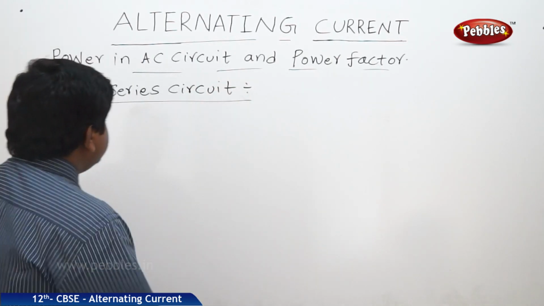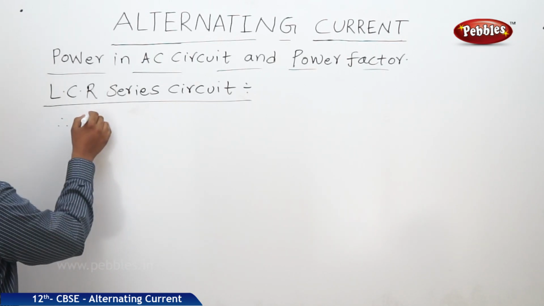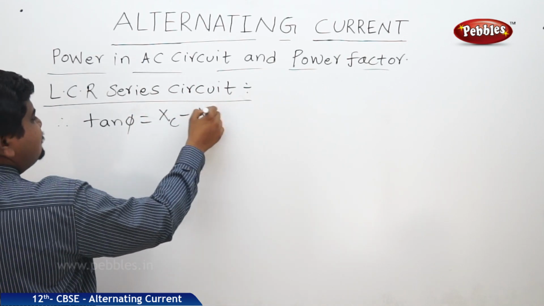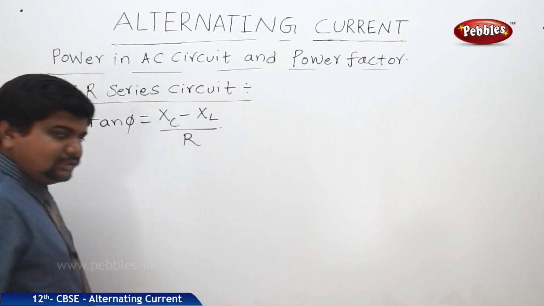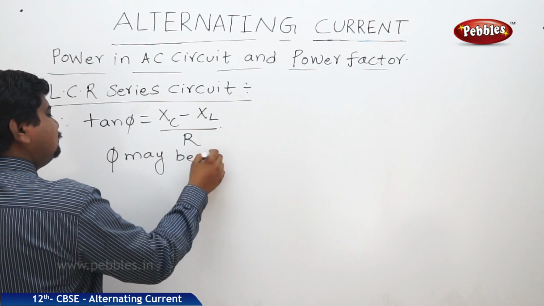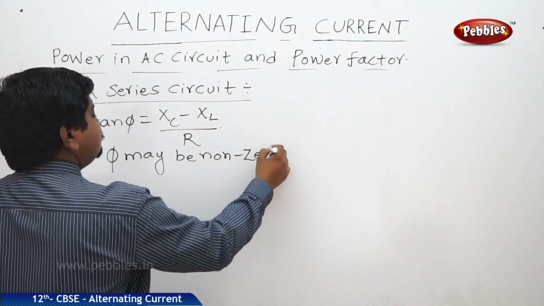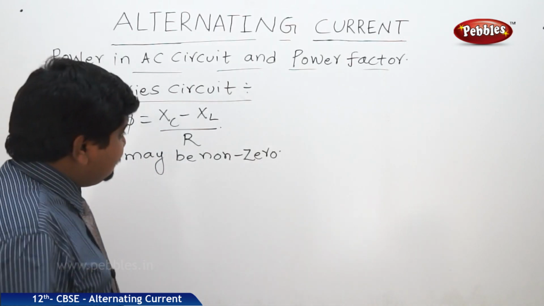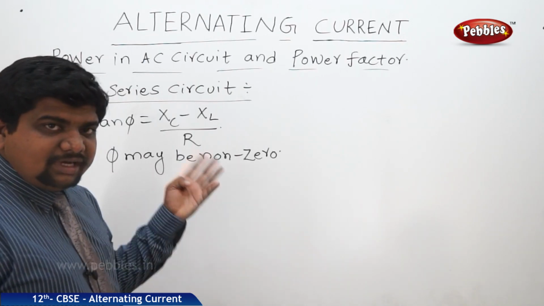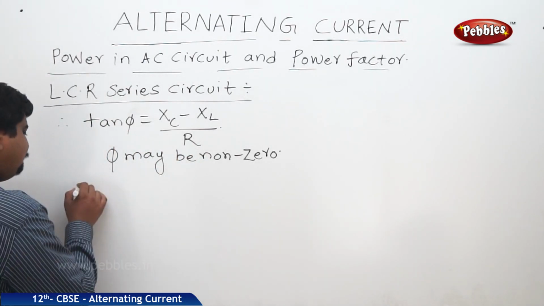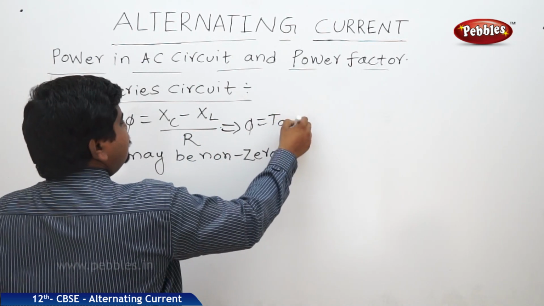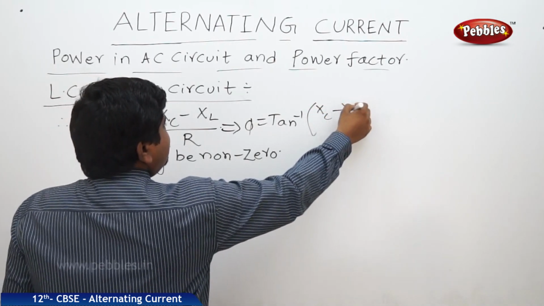So what is this LCR series circuit? In this case, we got that tan phi is equal to XC minus XL by R. So phi may be non-zero, either XC greater than XL or XL greater than XC. It is a non-zero value, maybe less than 0 or greater than 0. So therefore, we can write phi is equal to tan inverse (XC minus XL) by R.